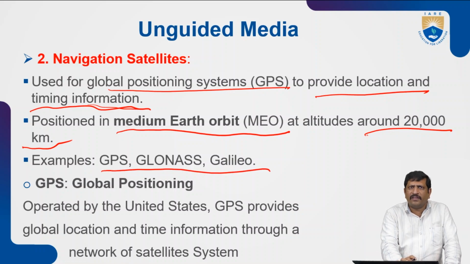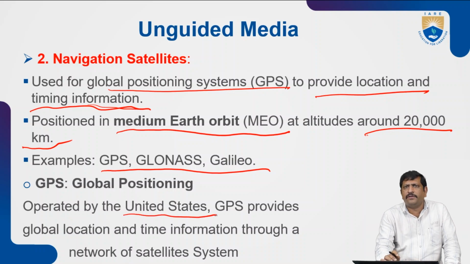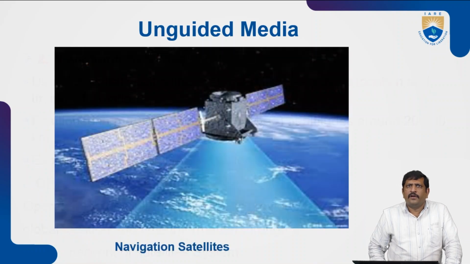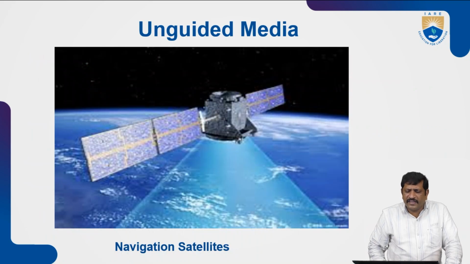If we take GPS, that is the Global Positioning System, it is operated by the United States. GPS provides global locations, finding the location of the communicating device worldwide, and also the time information through the network of the satellite communication system. So these are navigation satellites.